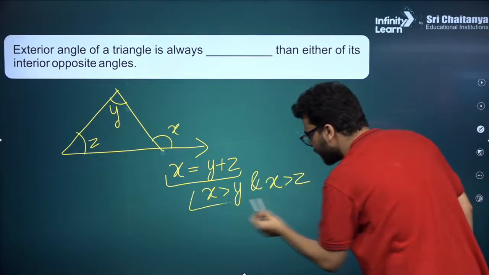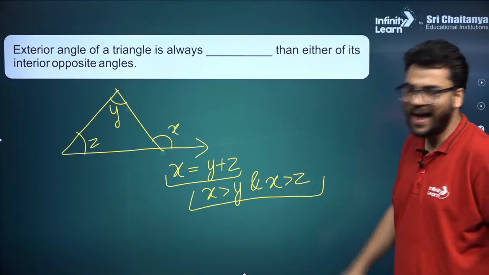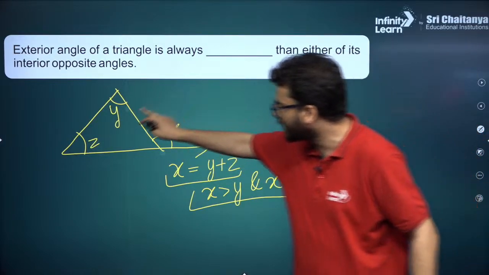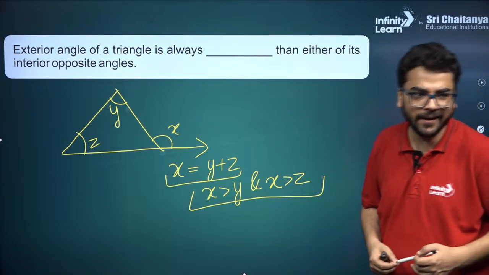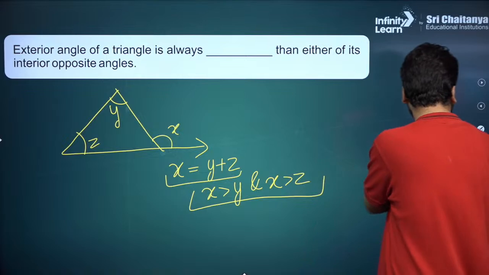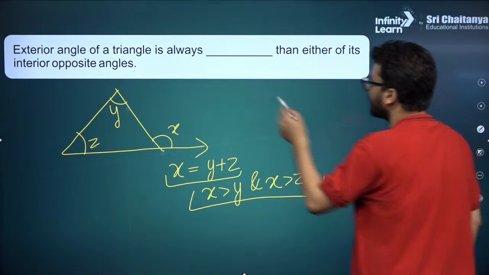Do you agree with this, Bimla? An exterior angle is greater than each of the two interior opposite angles. That will be greater than, Vinod. It will not be equal. It will be greater than.